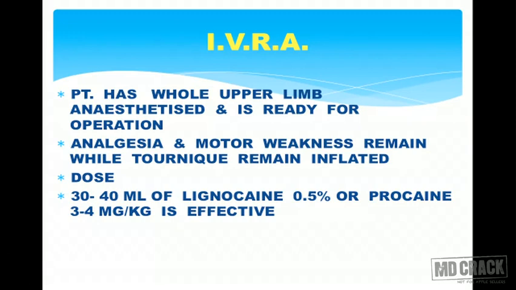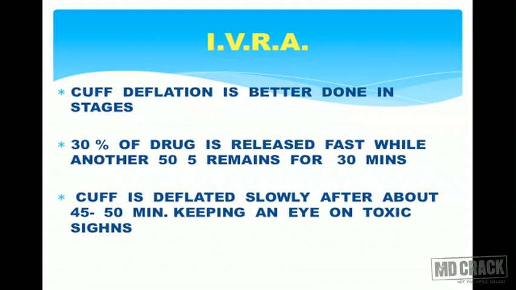Analgesia and motor weakness remain as long as the tourniquet remains inflated, that is the lower cuff which you have inflated. The duration of action is around 30 to 40 minutes, and the dose of local anesthetic is around 30 to 40 ml of xylocaine 0.5%, or prilocaine, that is 3 to 5 milligram per kg. This is effective to achieve IV regional anesthesia. Again, cuff inflation and deflation are better done in stages, because as you inflate the lower cuff, you start deflating the upper cuff, but it has to be done in stages.